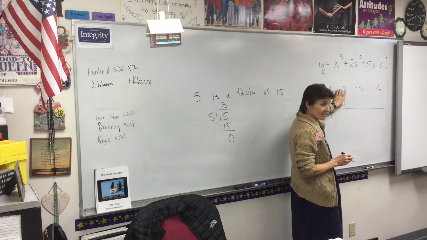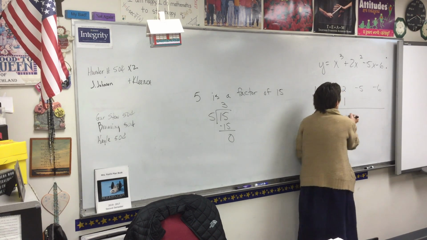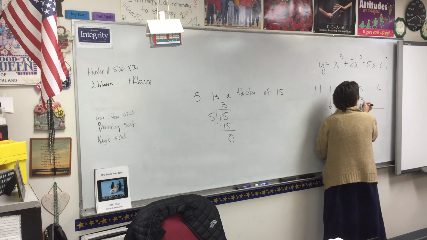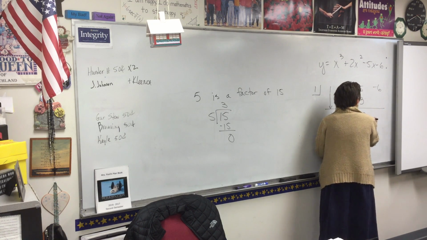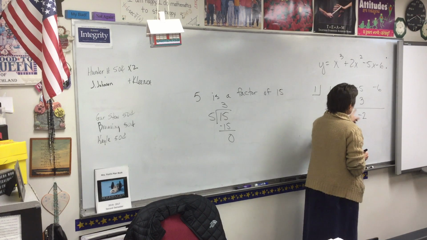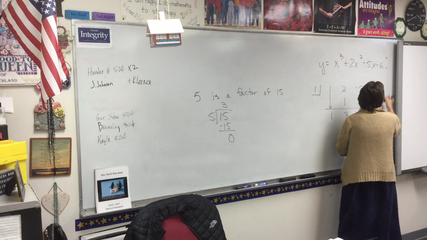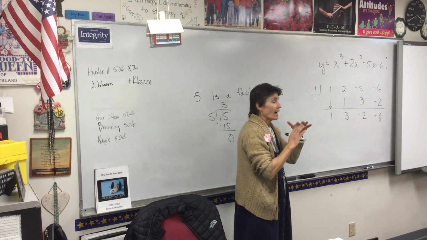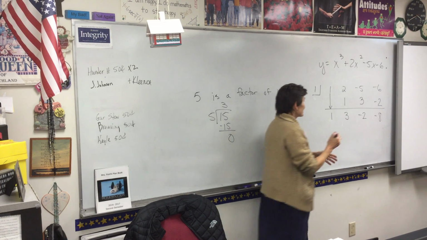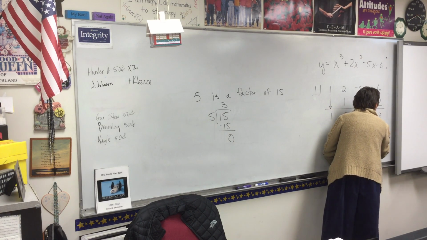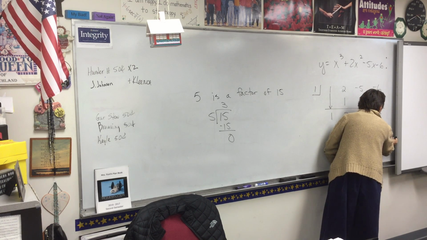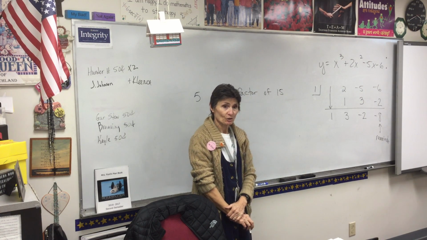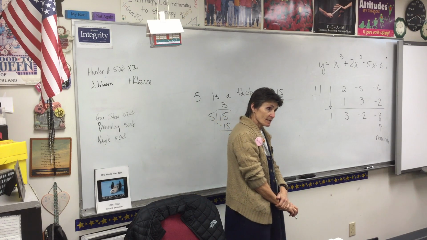Then I add these. Is this starting to come back to you? And then 1 times 3, I write it here, and I add those. And then 1 times negative 2, and I add those. Well, actually, I didn't find a factor because this last number right here is the remainder of the division. And I want that to be a 0 because if I have found a factor, then the remainder is 0.